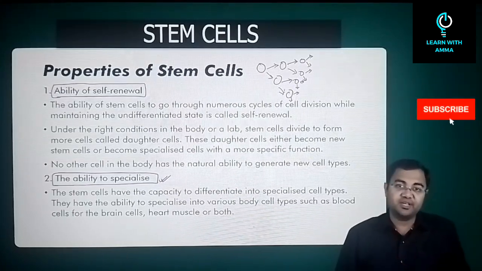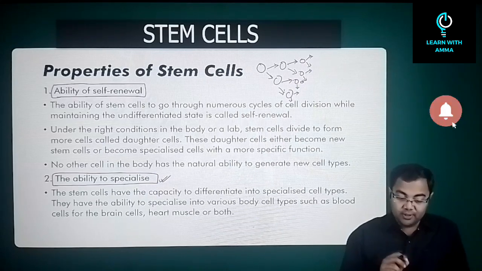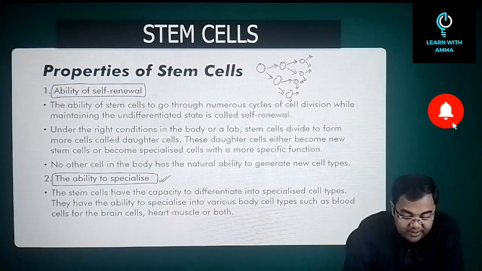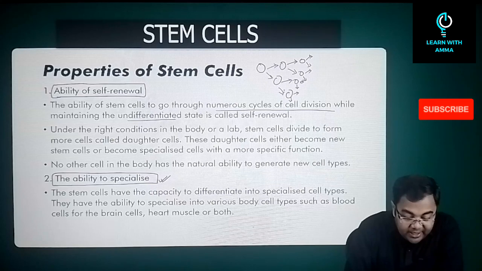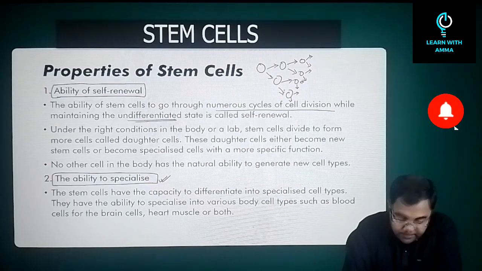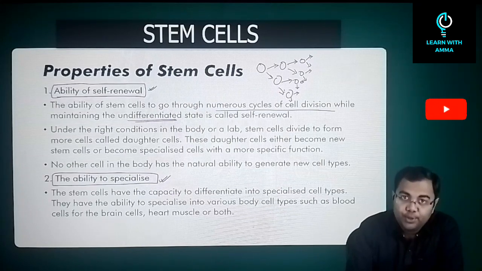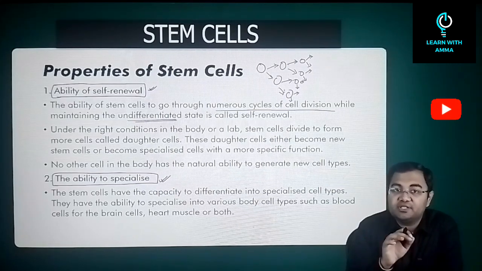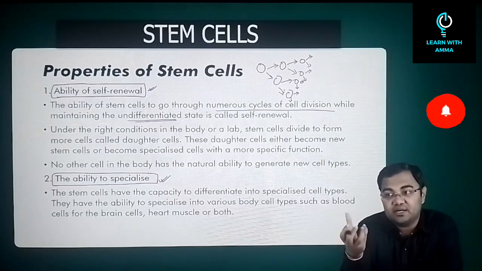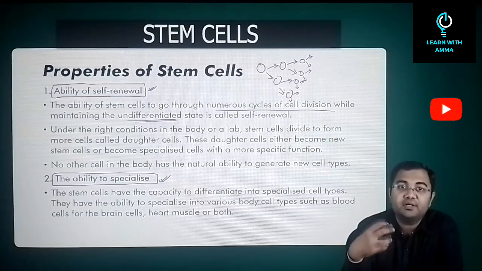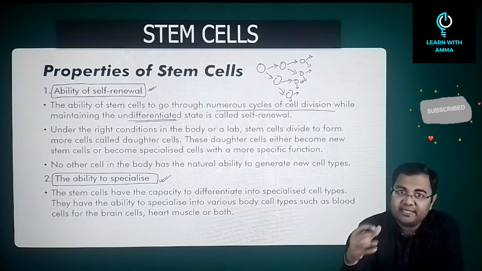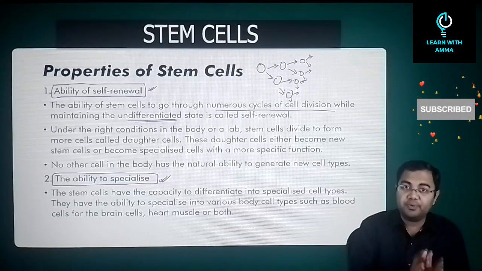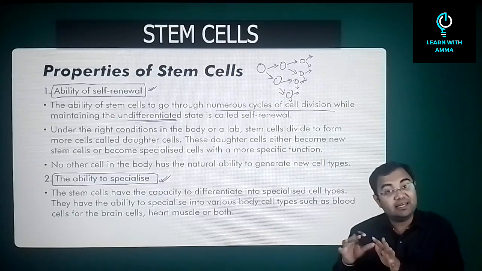What is the importance of these two properties in the field of medical science? So first of all, talking about the ability of self-renewal. What we are saying is that the ability of stem cells to go through numerous cycles of cell division while maintaining the undifferentiated state is called self-renewal. Now, when they have this ability of self-renewal and the fact that they keep on creating a lot of copies of themselves, what happens in this process is that you have a lot of copies of stem cells available with you. If you have to use them for medical science purposes or any treatment or any therapy, for that you would need a lot of copies of these stem cells. And the good news is that because of their property of self-renewal, they are available in large quantities.